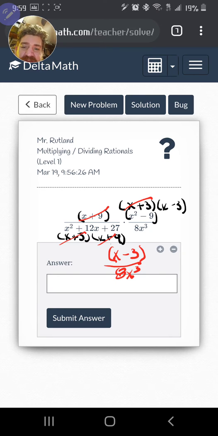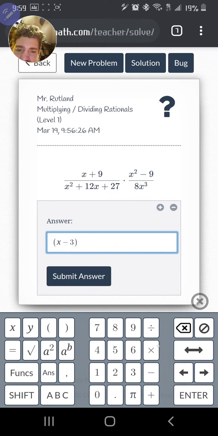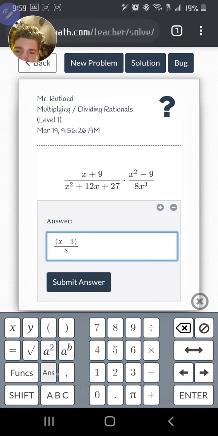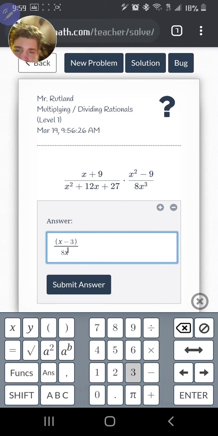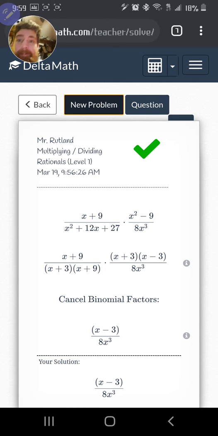All right, so let's see if this answer works. And we have x minus 3 over 8x cubed. Make that go away. Pull this up here. So we had x minus 3 over, well, we don't want that. We want x minus 3 over 8x cubed. And yes. All right, so we'll try another one.